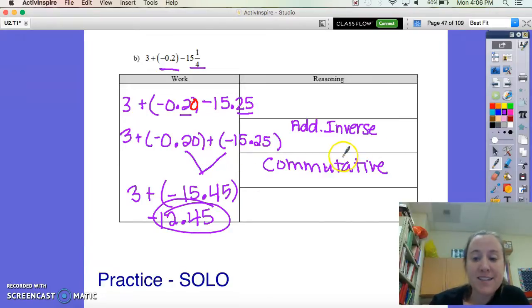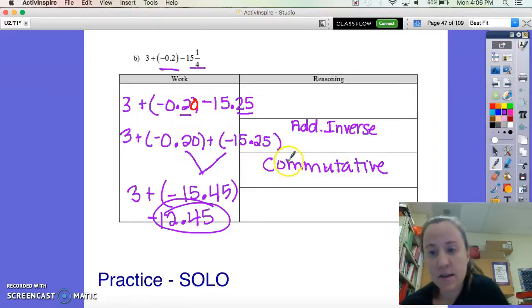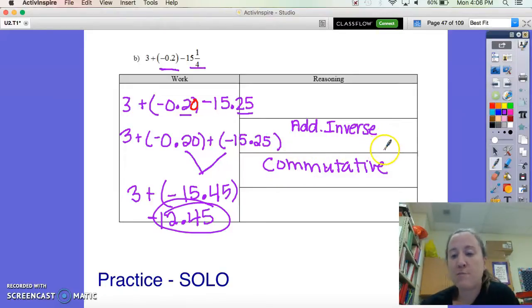And that is all the practice that I left you for working with properties. We will be working with them throughout the next few lessons. But if you end up with extra time, I would like for you to start the error analysis of your formative from yesterday that's due on Friday.